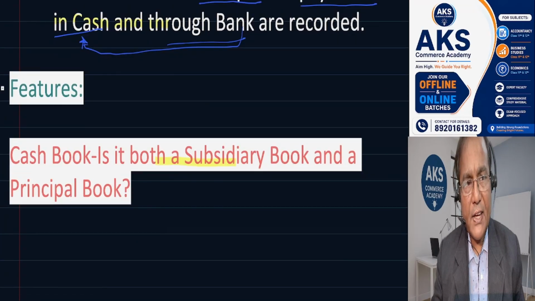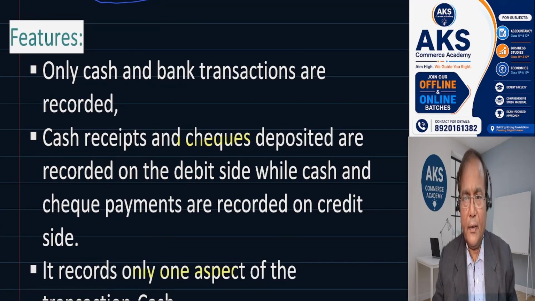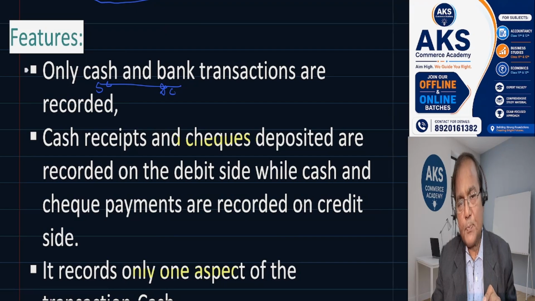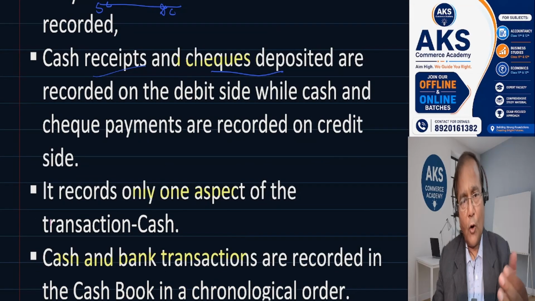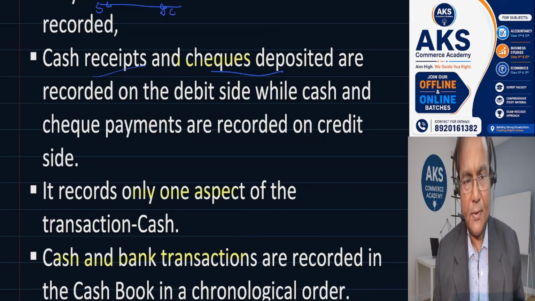Some features of the cash book. What are these features? Let's see. Only cash and bank transactions are recorded. As I said, if it is single column, cash only; if double column, cash and bank transactions are recorded in the cash book. Cash receipts and cheque deposits are recorded on the debit side, the left hand side, for all the receipts. The credit side is the payment side, for all the payments.